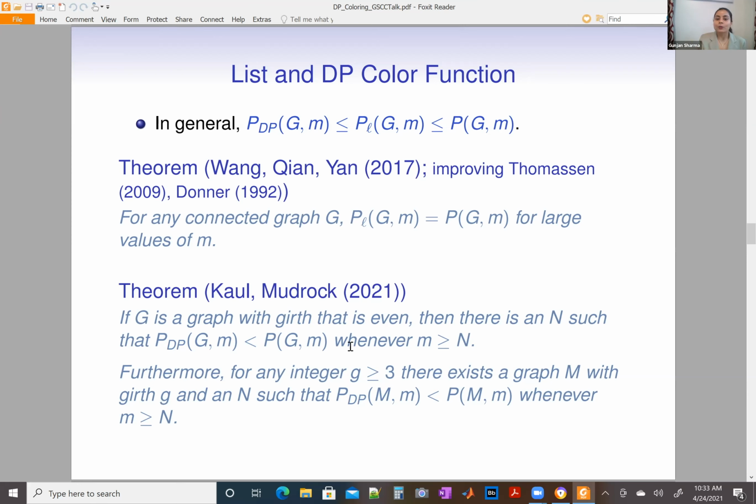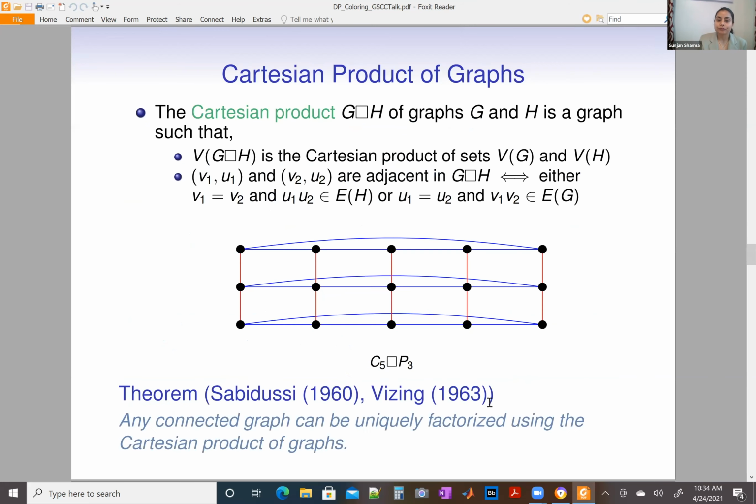In fact, we have this result that tells us that for every girth at least three, we can find a graph for which eventually the difference is strict. So this is just to demonstrate how different things are with list coloring and DP coloring.